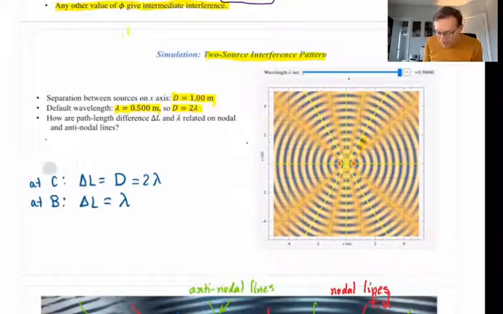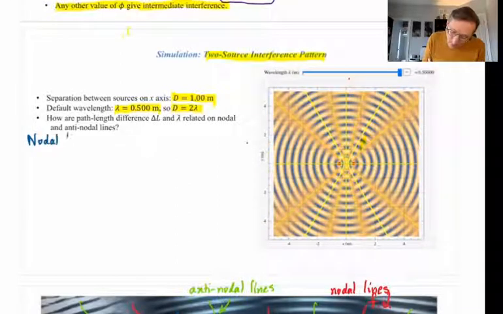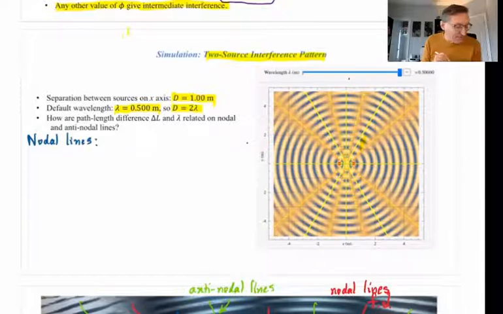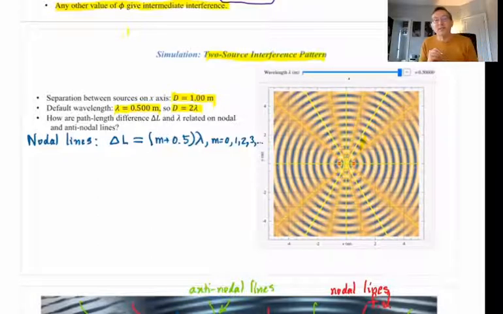Now I want to talk about nodal lines in the picture. Remember, nodal lines are places where we have fully destructive interference. And the condition for fully destructive interference is that the path length difference between the waves must be an integer plus 1/2 times the wavelength, where again, m is an element in this string of integers starting at 0 going up.